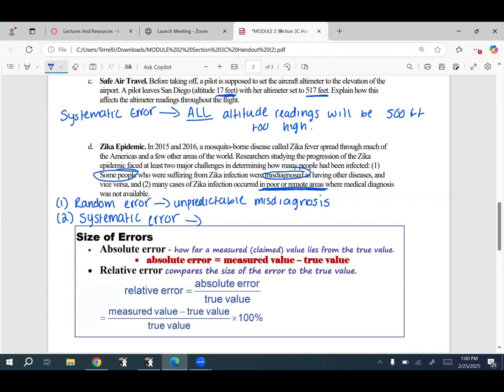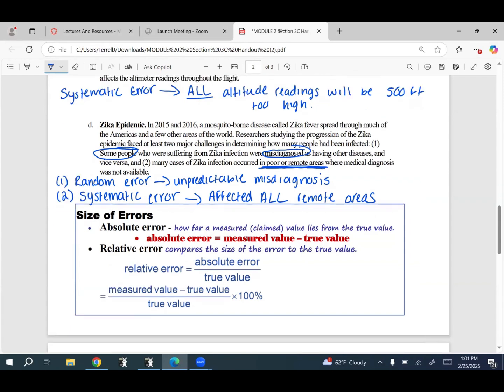And so I'll write it like this. This affected all remote areas. And so all the people in the remote or poor areas.